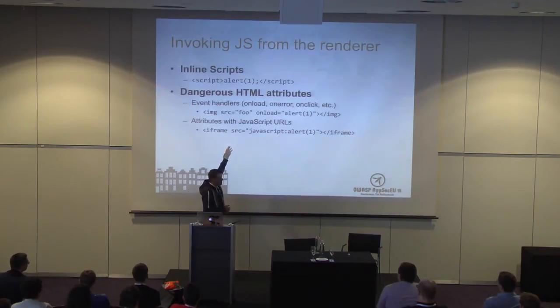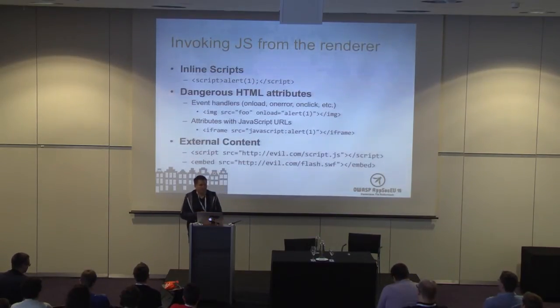So here, for example, we see an iframe with the source attribute, and the source attribute takes URLs, and you can just use a JavaScript URL. And the third way is referencing external content. So you can just have a script include from another page, or you can embed a Flash file, which in turn is again able to execute JavaScript via an API, or you can embed anything else, Java applets, Silverlight applets, and so on and so forth.